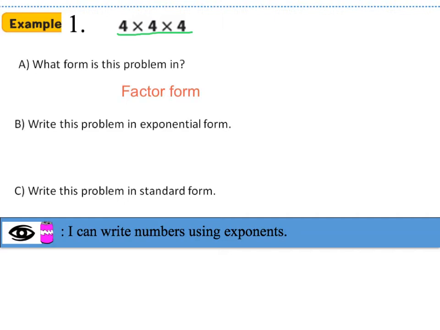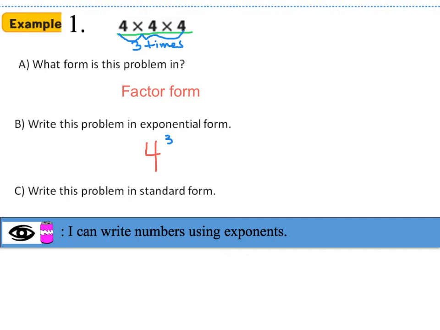For part B, it's asking us to write this problem in exponential form. So notice that the repeated base is 4. So 4 would be my base. And my exponent is going to be 3, because that's how many times 4 is being repeated. 3 times. So in exponential form, my problem looks like 4 to the third power.